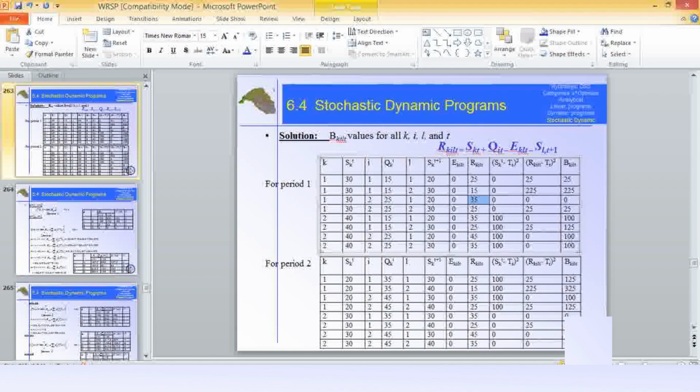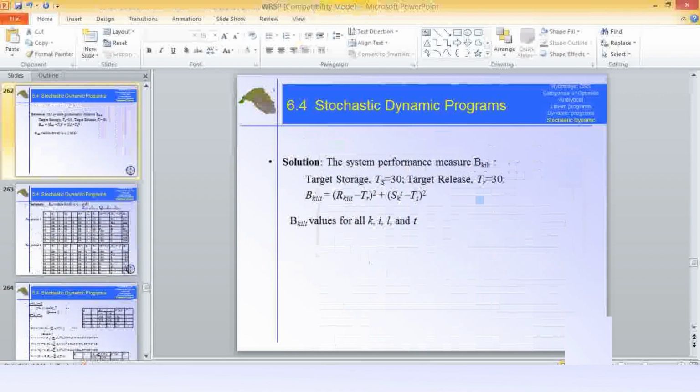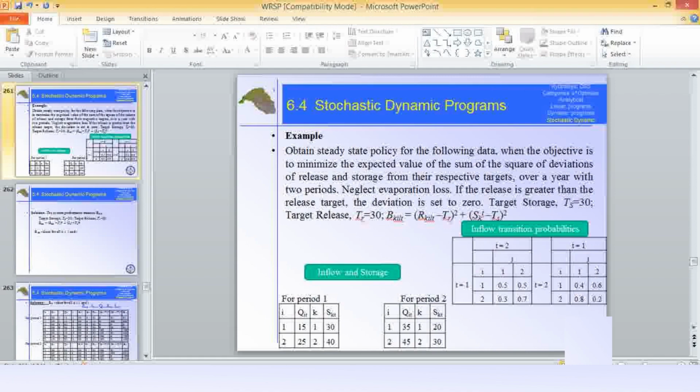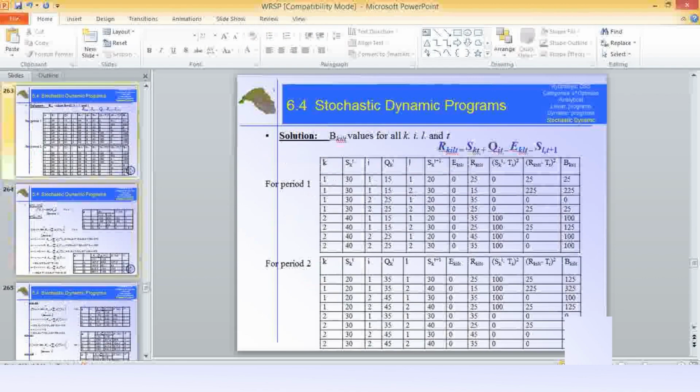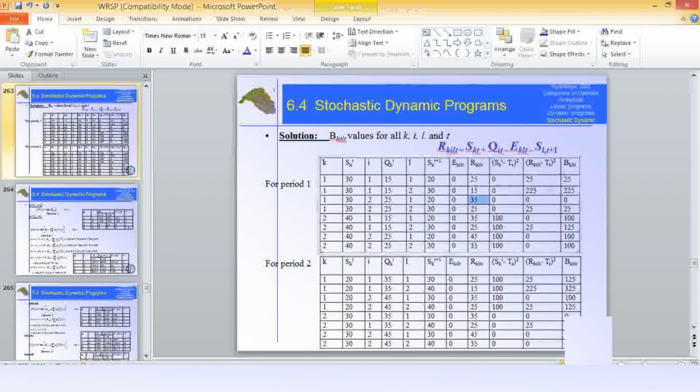So we don't have deficiency. When the release exceeds the target release, then we have to set the deficiency to be 0. Remember here, if the release is greater than the release target, the deviation is set to 0, right? So since it is 35 here, we are going to put the deviation to be 0 here. So this deviation plus this deviation is going to be 0 again. So similarly, we just compute.